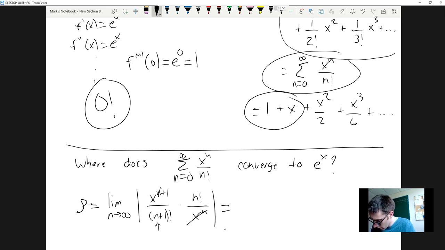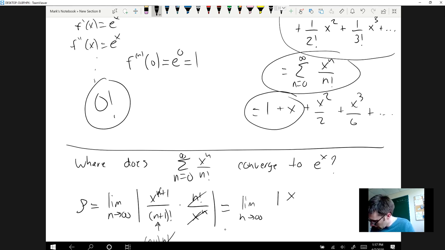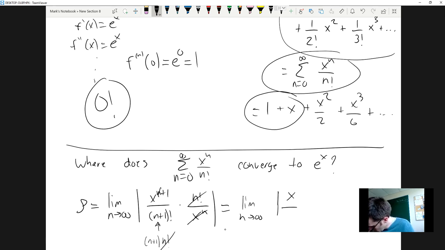And n factorial will cancel out some of the factors in the bottom, because n plus 1 factorial is just n plus 1 times n factorial. And so we will be left with the limit as n goes to infinity of the absolute value of x on top. There was one x that survived. And on bottom, we'll just have an n plus 1. And I guess I don't need absolute values in the denominator because n plus 1 is already positive.